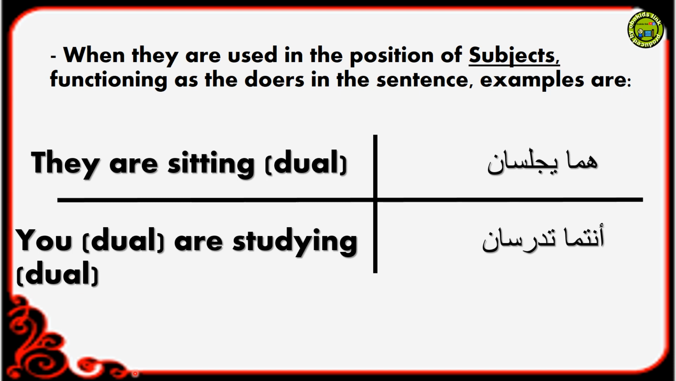When they are used in the position of subjects, functioning as the doers in the sentence, examples are: huma yajlisan, they are sitting, for dual. Antuma tadrusan, you are studying, for dual. So the dual pronoun subjects here are huma and antuma.